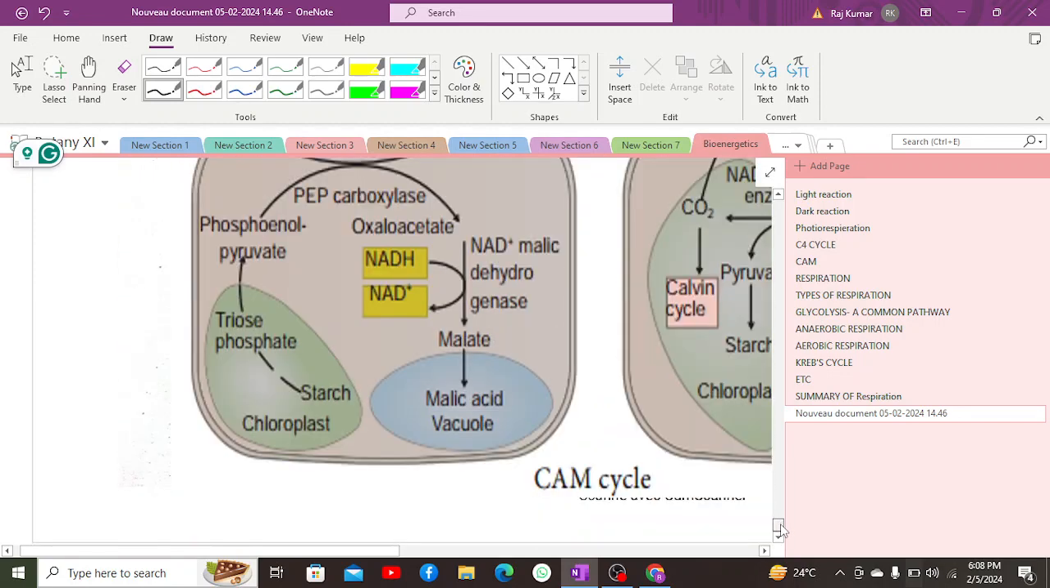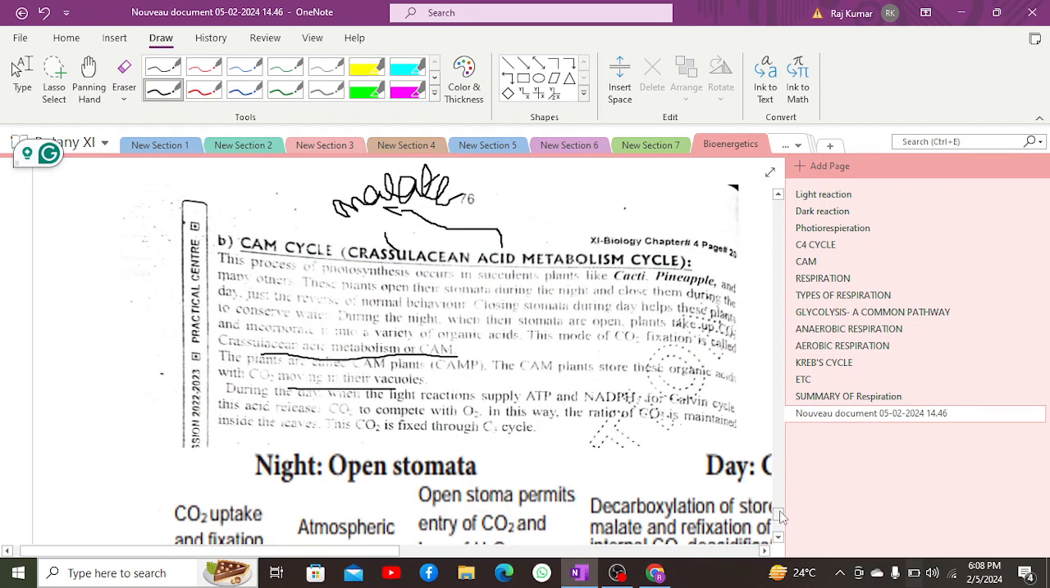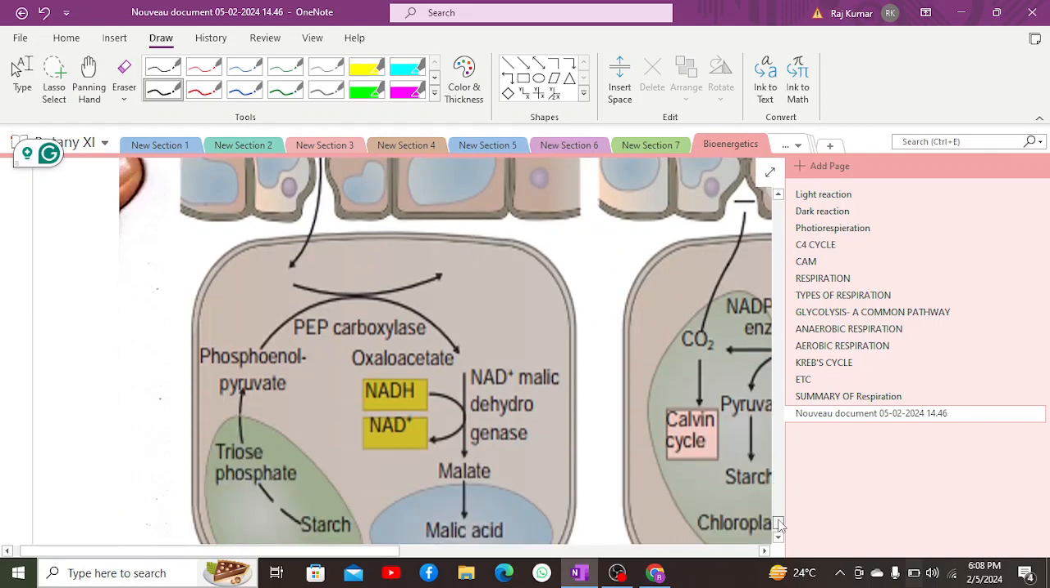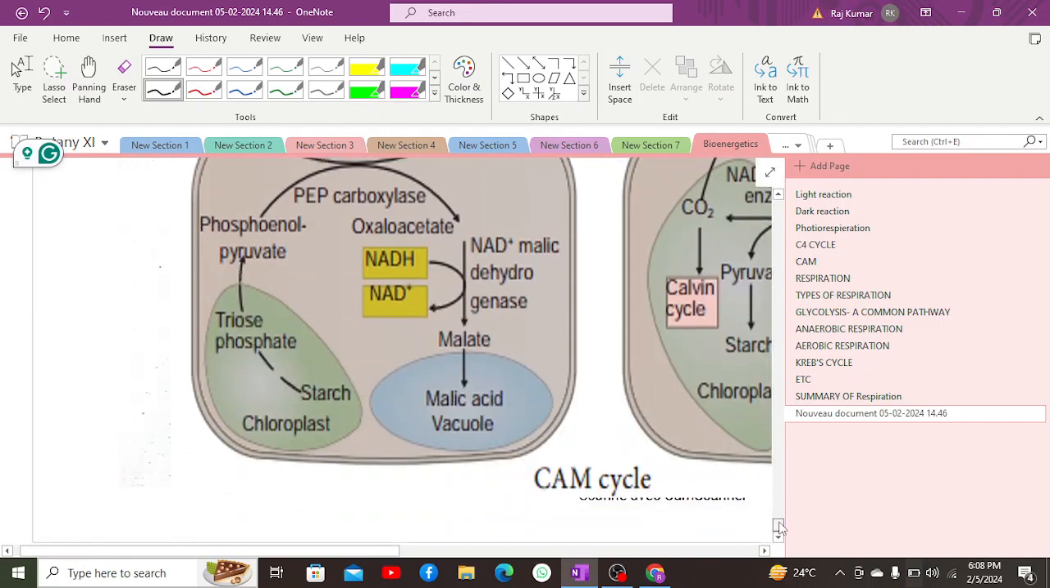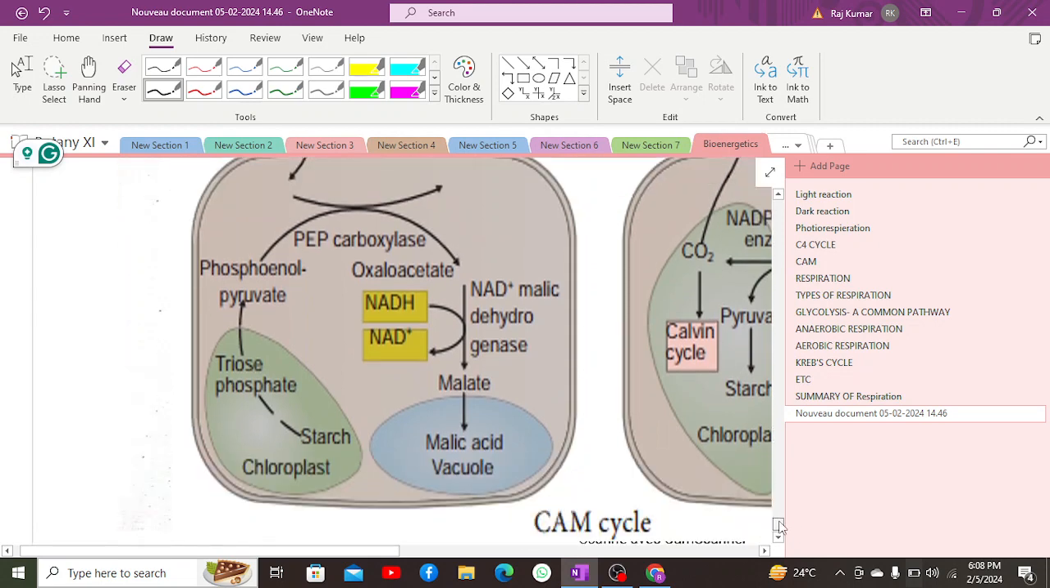So basically, there are two processes occurring: primary carboxylation and secondary carboxylation. Primary carboxylation occurs during the night time, and secondary carboxylation occurs during the daytime. Primary carboxylation has the primary carbon acceptor as phosphoenol pyruvate, and secondary carboxylation has its secondary carbon acceptor as ribulose bisphosphate. Let's study how. During night time, when stomata are open, carbon dioxide is taken in. The PEP carboxylase enzyme causes carbon dioxide to be fixed into phosphoenol pyruvate, due to which it forms oxaloacetate.